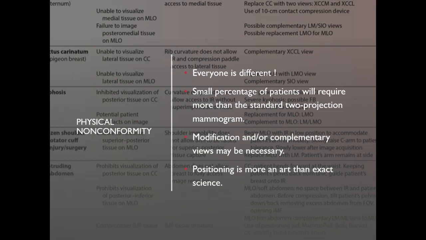So as we've talked about, and as we all know, everyone is different. We're all shaped differently. Our body parts are different. So there's always going to be a small percentage of patients that are going to require more than our standard 2 projection mammogram for a screening. We're going to have to modify our positions depending on the patient's shape. We're going to have to do some complementary views to make sure that we are getting as much breast tissue in the images as possible.